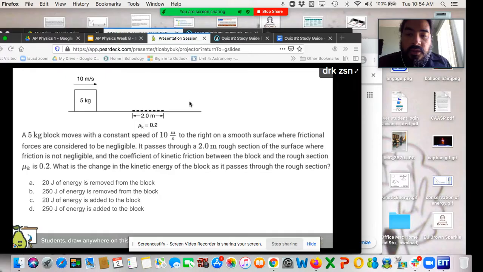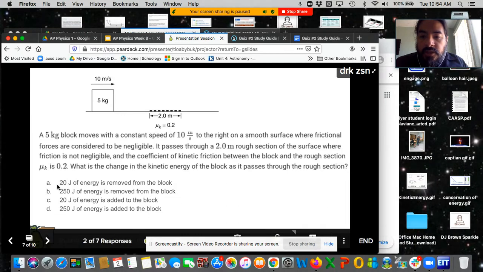If you look at the answer choices here, you'll see that the only answer that matches is that 20 joules of energy is removed from the block, which is A. Okay? And that's how you do that.